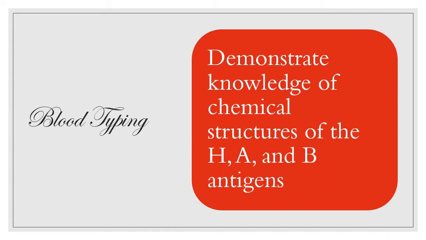Okay, so this is the blood typing section. Remember, you will always have an introductory slide that tells you what you're going to learn in this section. This section is going to cover the chemical structures of the A, B, and H antigens. The H antigen is listed first on the slide because the H antigen controls the presence of the A and B antigens, although you really don't hear about it once you learn the genetic function of it.